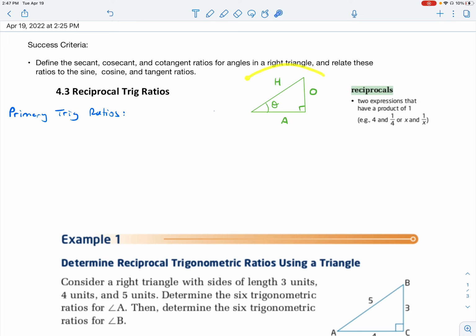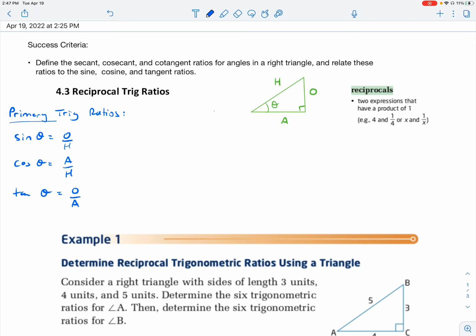Okay, and we can reference this right angle triangle when we write out these trig ratios. So sine of theta, that's going to be our opposite over the hypotenuse. And we basically just use SOHCAHTOA, right, to get these. So sine theta, opposite over hypotenuse. Cos theta, adjacent over hypotenuse. And tan theta, opposite over adjacent. So those are the three primary trig ratios.